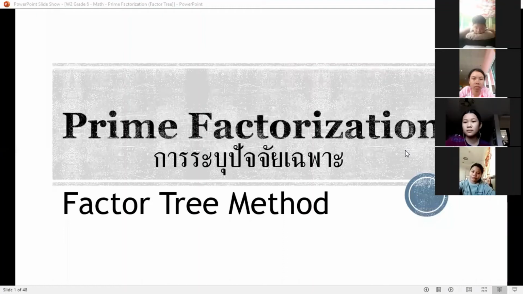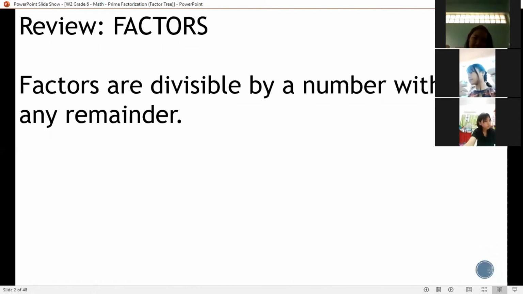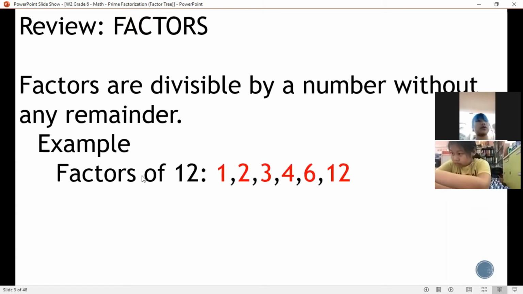Last topic is about factors. So let's have a review first. Factors are divisible by a number without any remainder. So in short, we can divide factors by another number without leaving any remainder. For example, factors of 12 are 1, 2, 3, 4, 6, and 12.